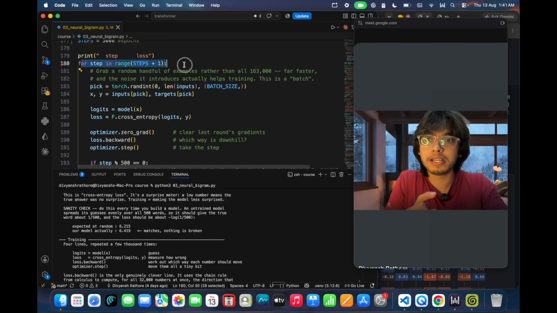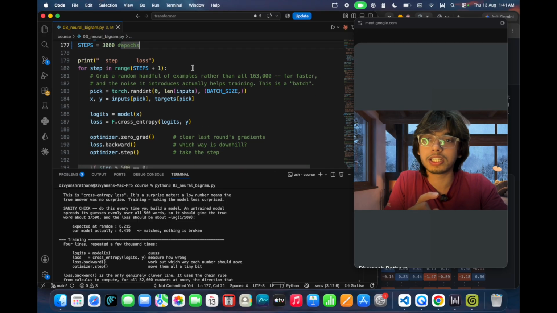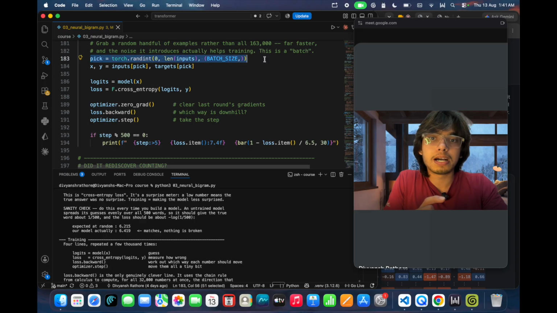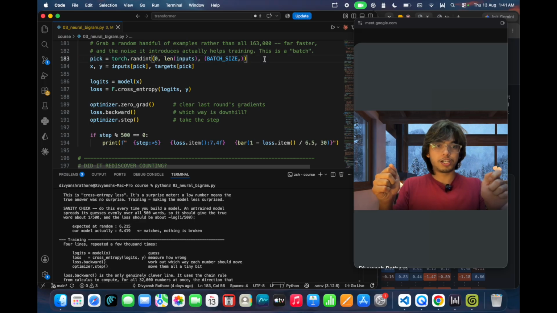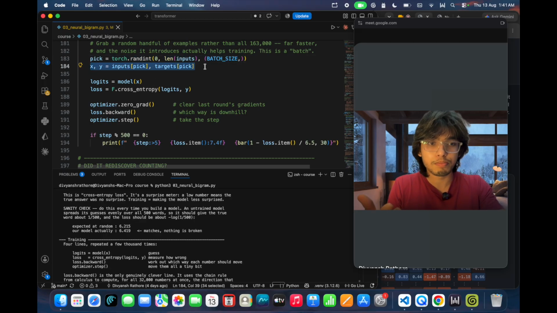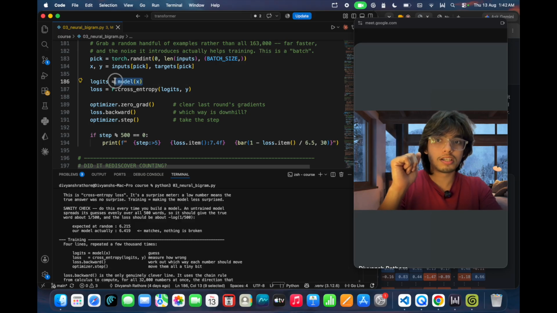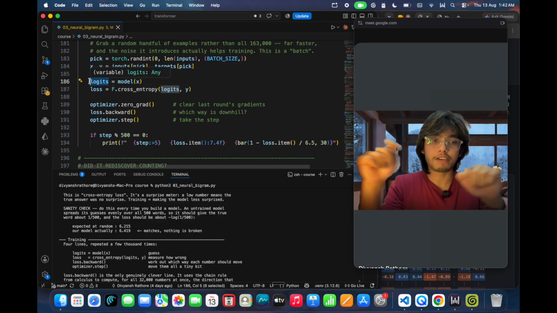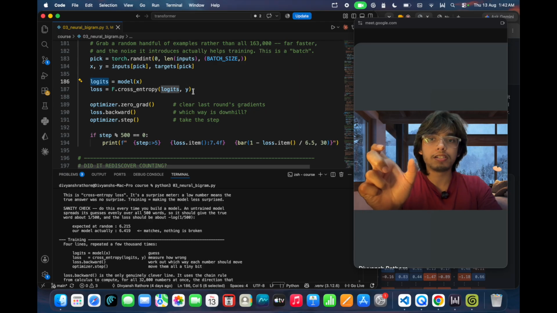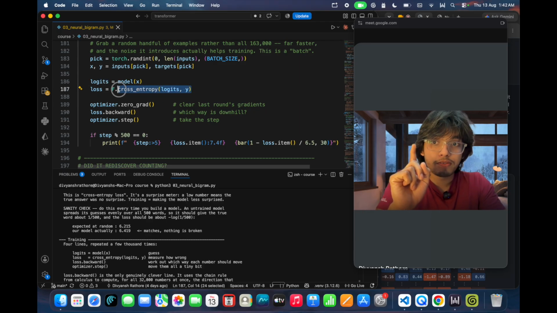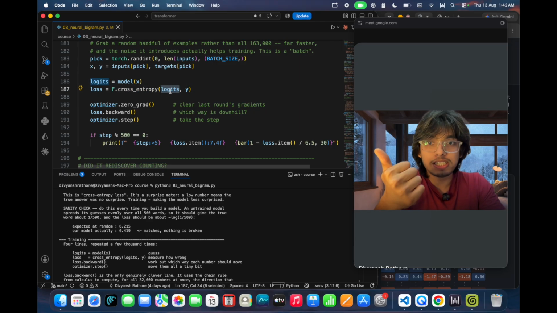So first, for step in steps plus 1, basically 3000 times, we pick random batches of 512 words, and that becomes our input and output target values. Now again we'll calculate the logits. This is the model. We send in the input, and again it gives me logits, which is 500 words. I take those and calculate the loss. Look here, in the cross entropy, we are sending in the logits and the target values as well. And that becomes the loss.